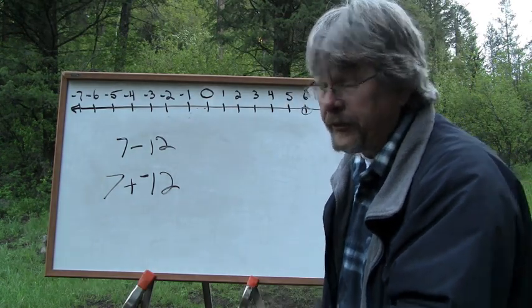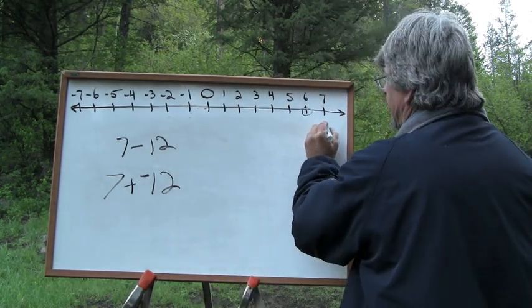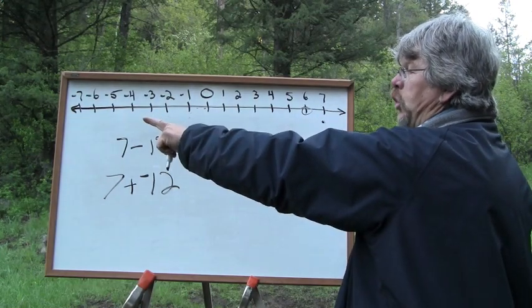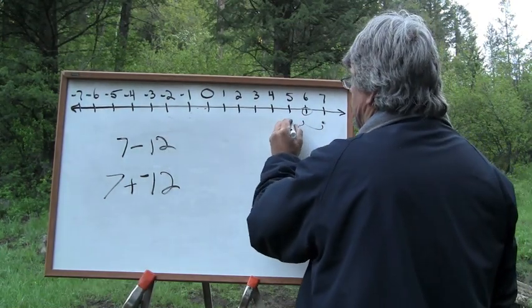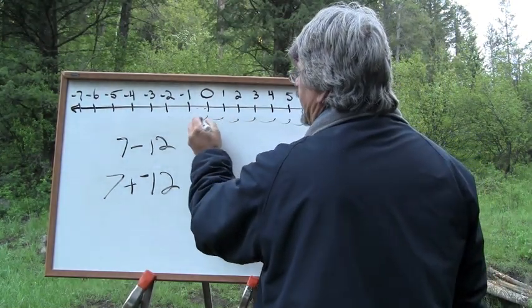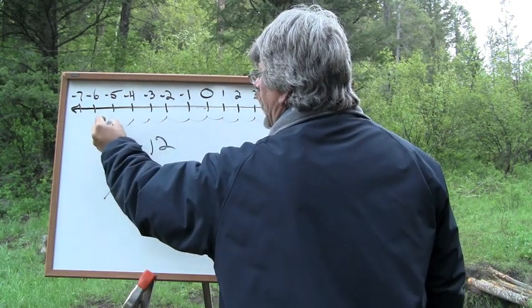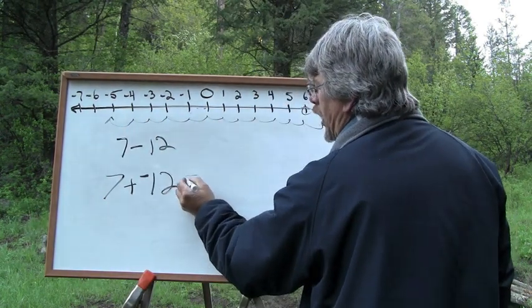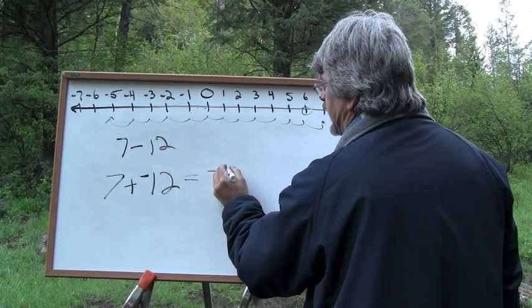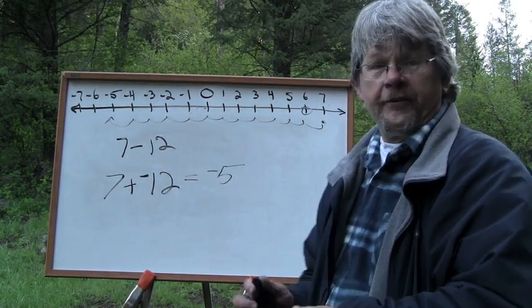I mean, how can you refute that, right? You begin at 7 and you go 12 over. 1, 2, 3, 4, 5, 6, 7, 8, 9, 10, 11, 12. Bingo. I argue that this is a negative 5.